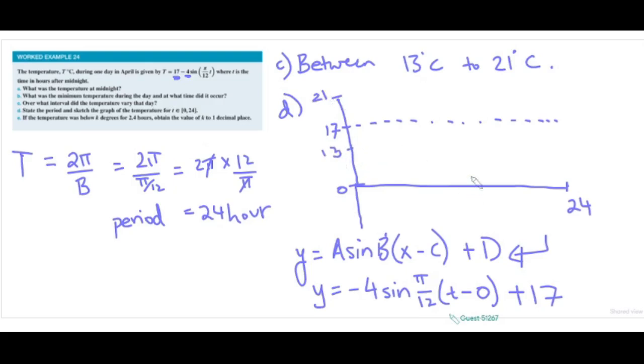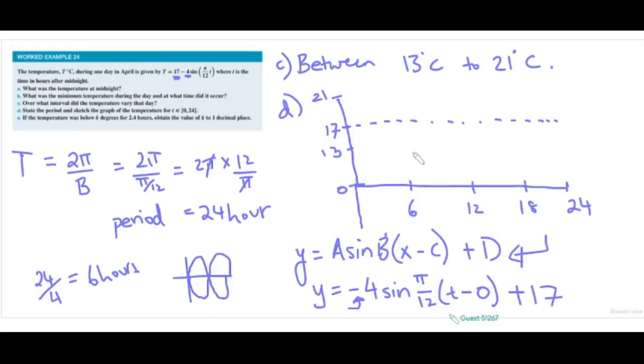Now to graph it, what do we need to do between 0 and 24? We need to split that into 4. So only 6 and 12, so every 6 hours we're going to have a minimum, middle, maximum, middle, right? Also note it's a negative 4. A normal sine graph does this, right? When you have a negative, it gets flipped. So we're going to go down first.